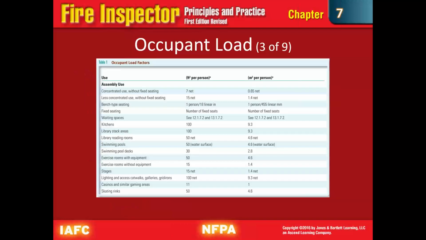All right, now this is your occupancy load factors for an assembly use. For a concentrated use without fixed seating, you have 7 net, and that's square feet per person. It also has the square meters per person if you're one of those people who use the metric system. Then you have another use without fixed seating, it's 15 net. So it's 15 square feet per person.